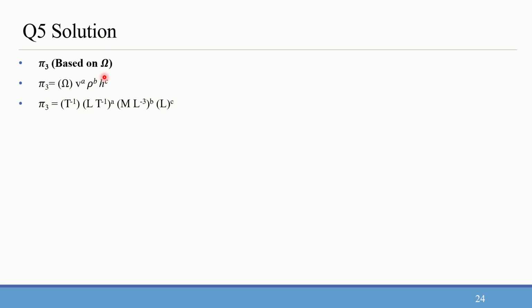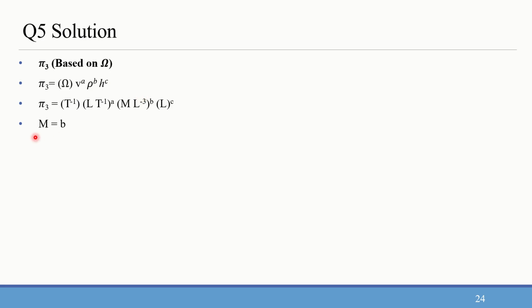So the unit of sigma is per second, so it is T power minus 1. V is meter per second, so it is L T minus 1 to the power of A. And rho is kg per meter cube, so M L minus 3 to the power of B. H is L, it is to the power of C.